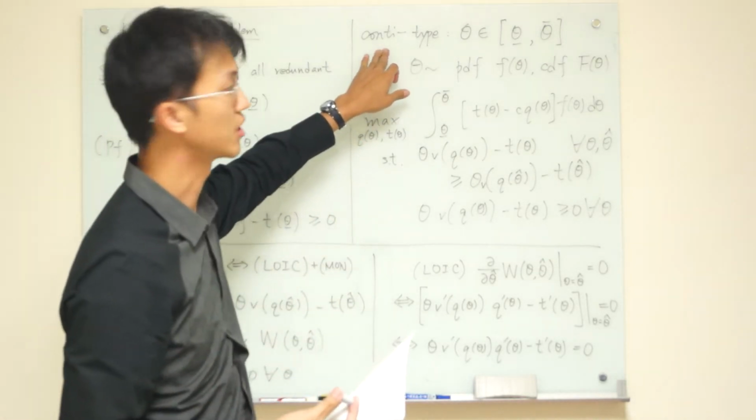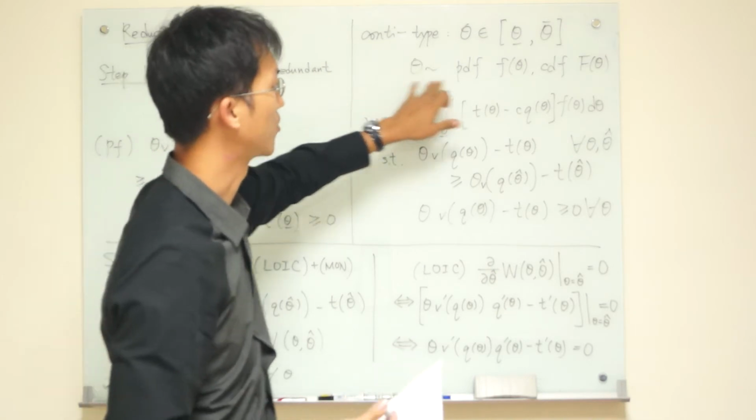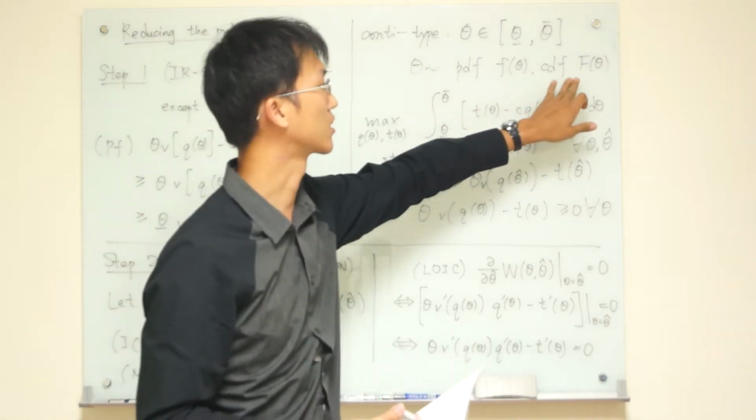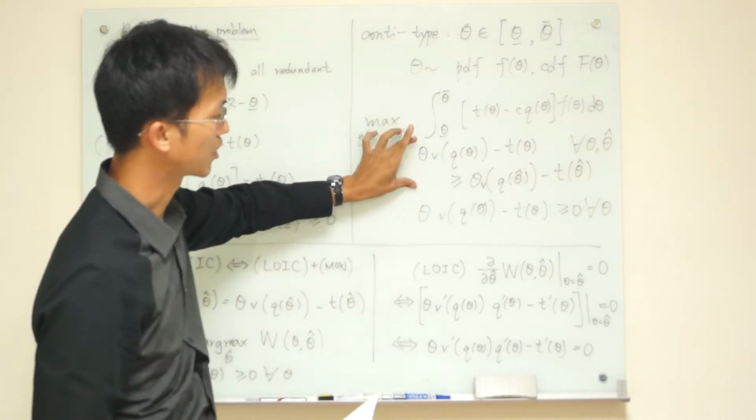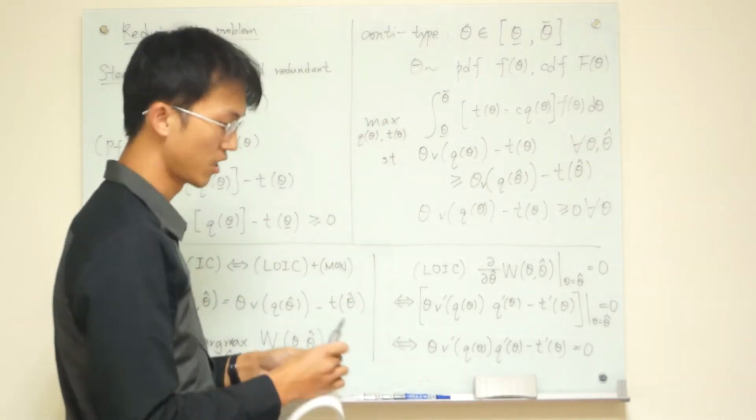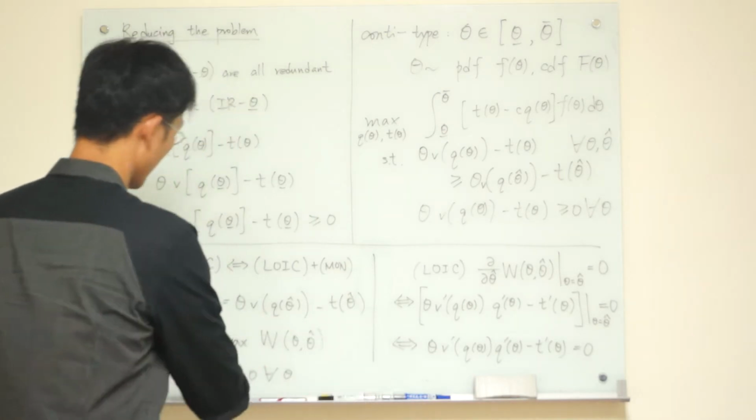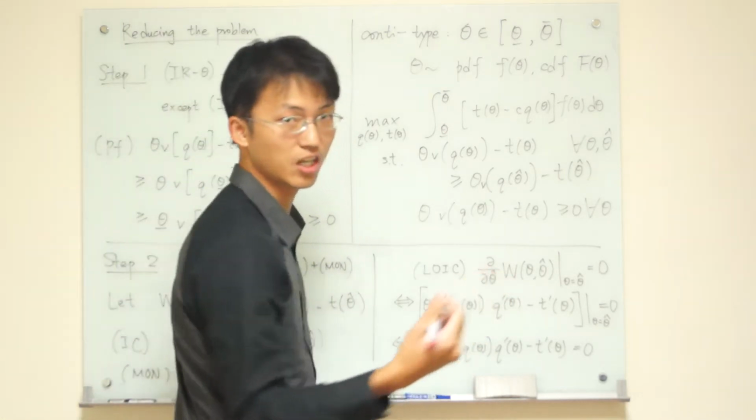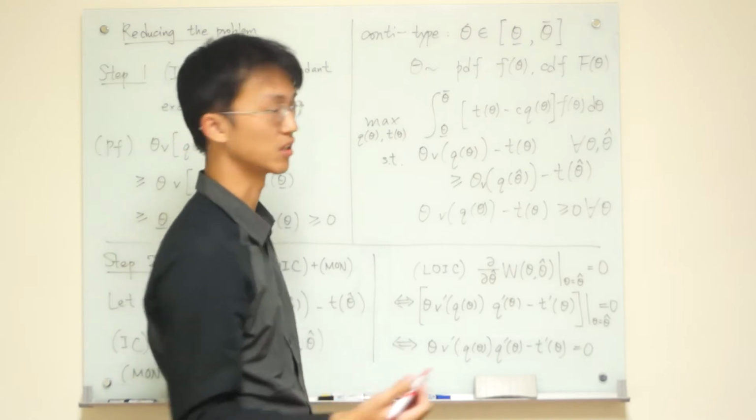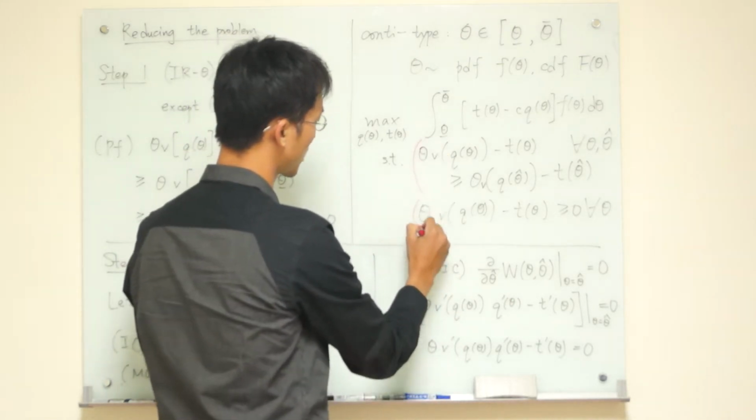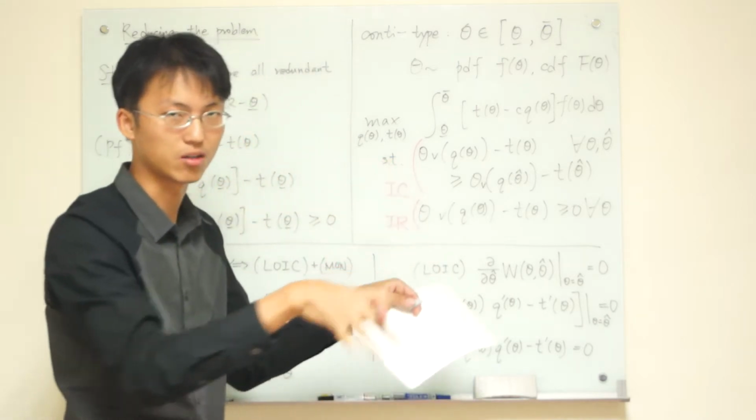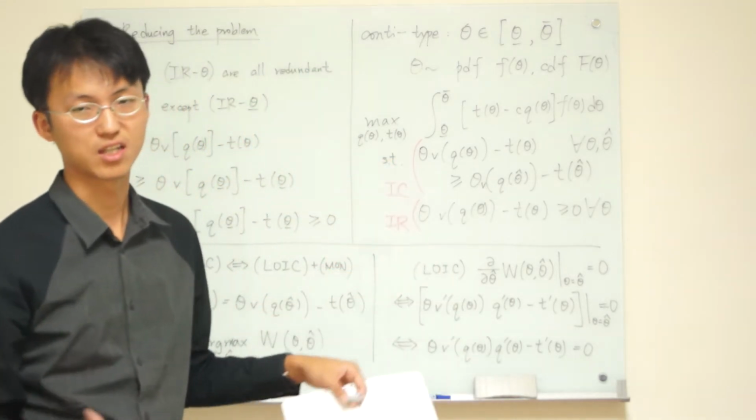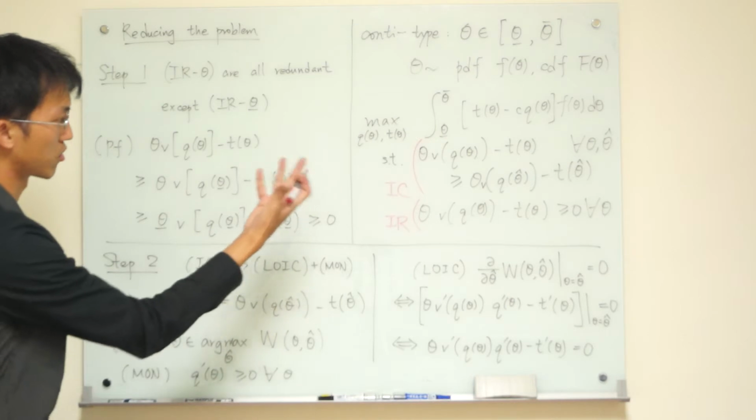The continuous type problem is here. You have a continuous type with PDF f and capital F as the CDF. You have your problem like this. In particular, you have your IC constraint and your IR constraint. Okay? With so many constraints, you are not able to do anything. So we need to first reduce these constraints, IC and IR. We need to somehow remove something that is not required for this problem.